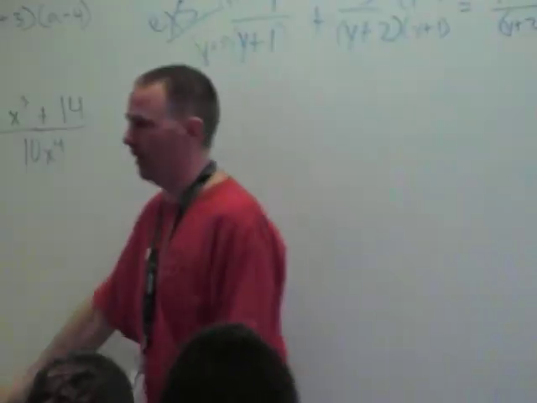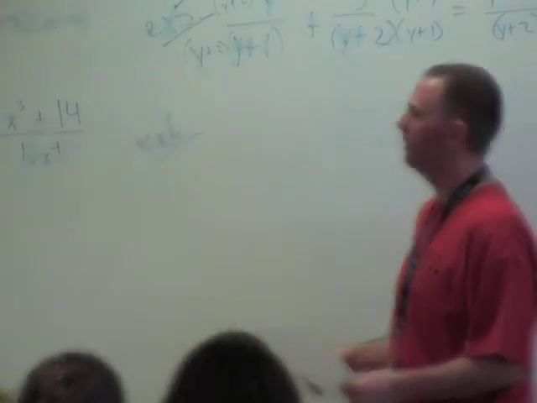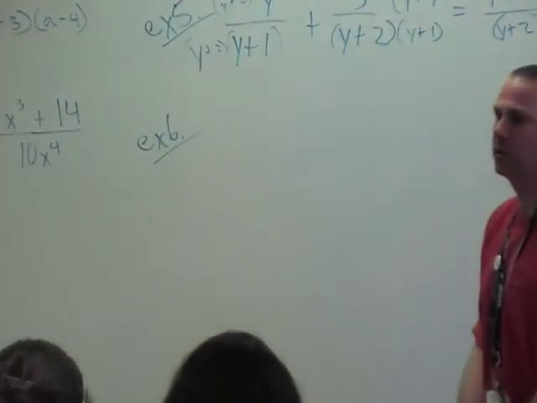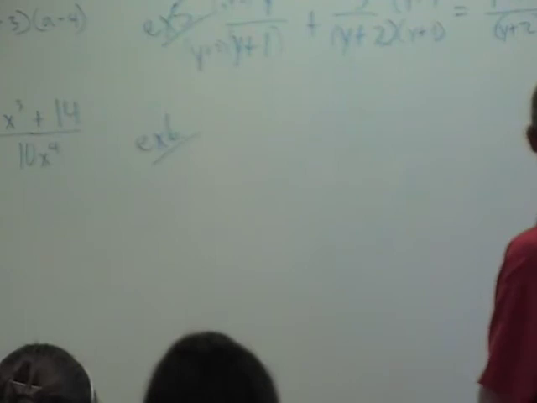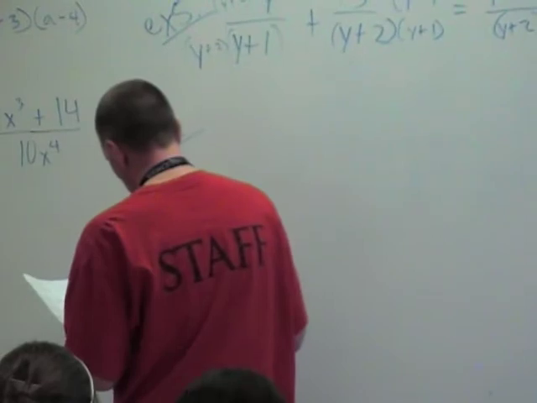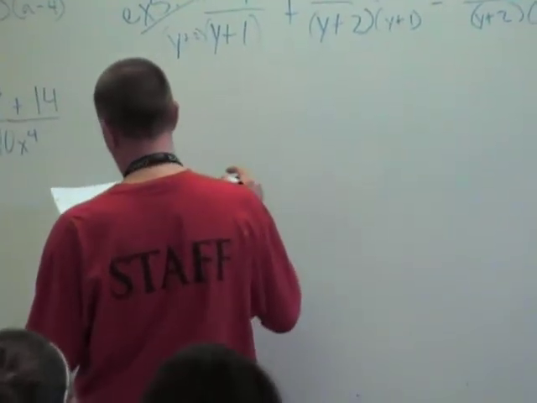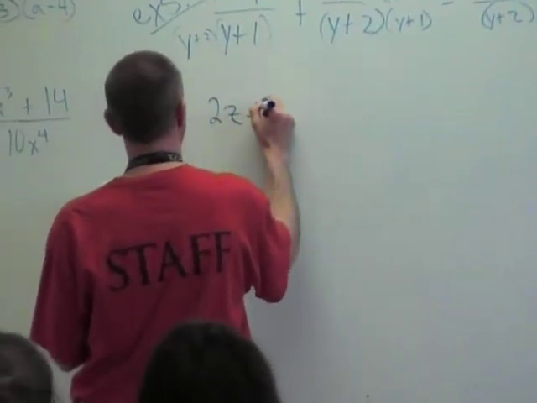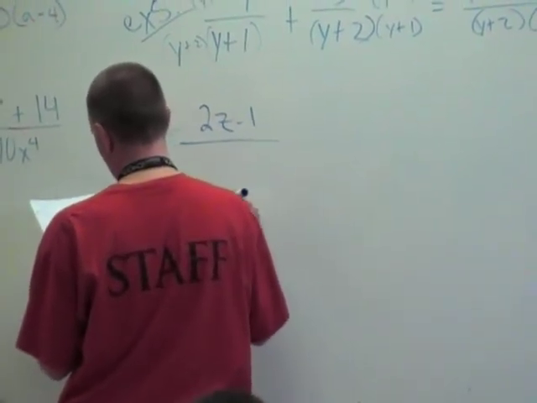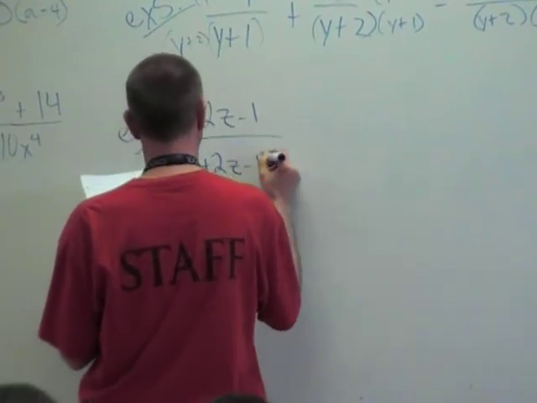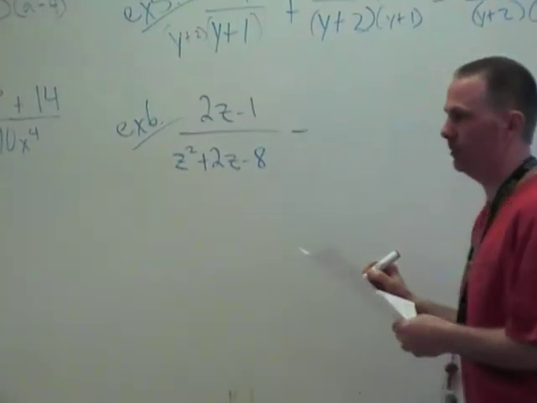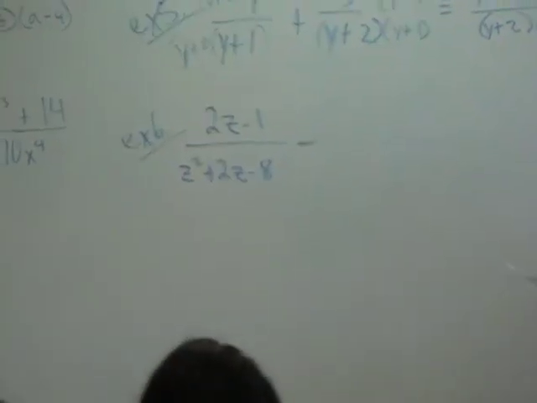Okay? Alright. So for adding and subtracting expressions, that would be your answer. Finding the sum or difference, y plus 5y plus. Yes, that's your answer. Okay. Alright, here we go. 2z minus 1 over z squared plus 2z minus 8 minus.